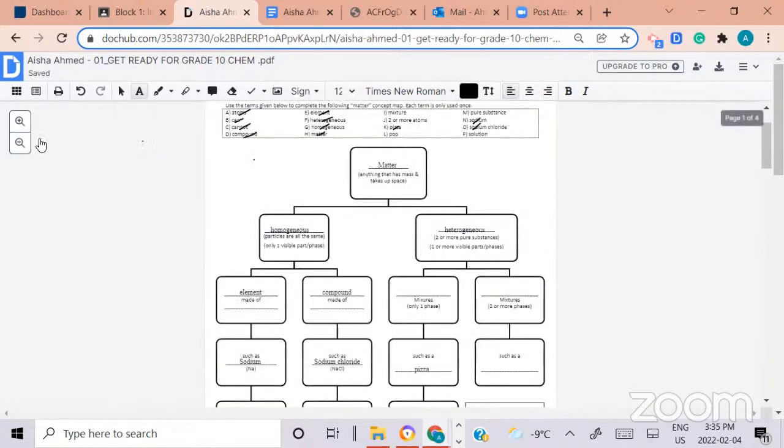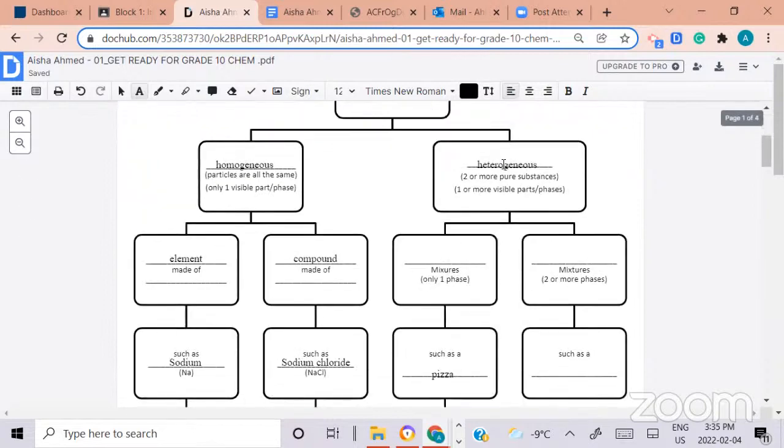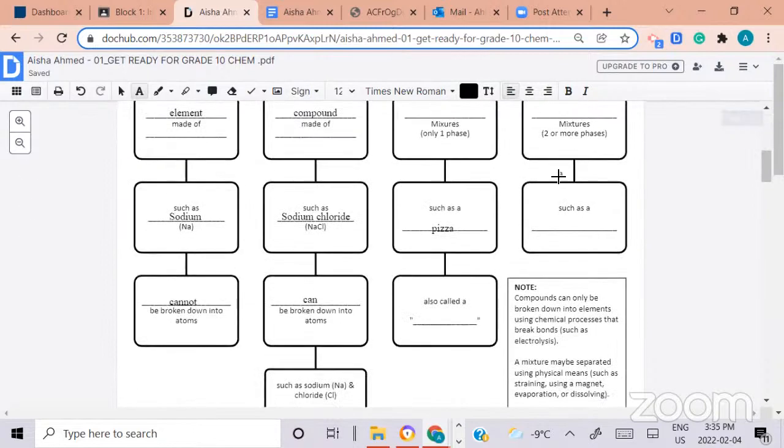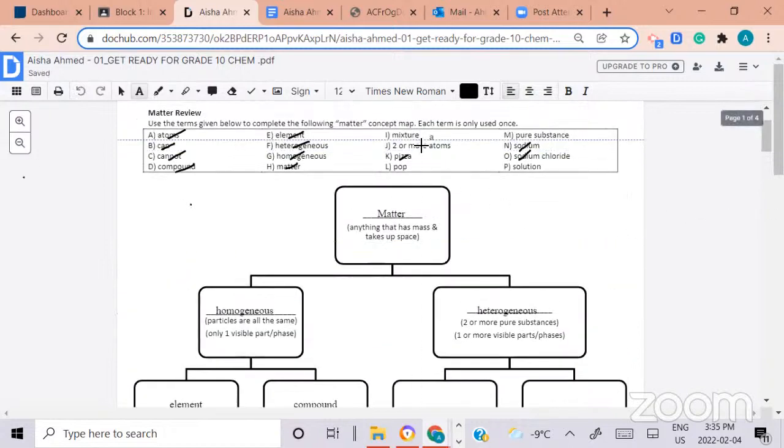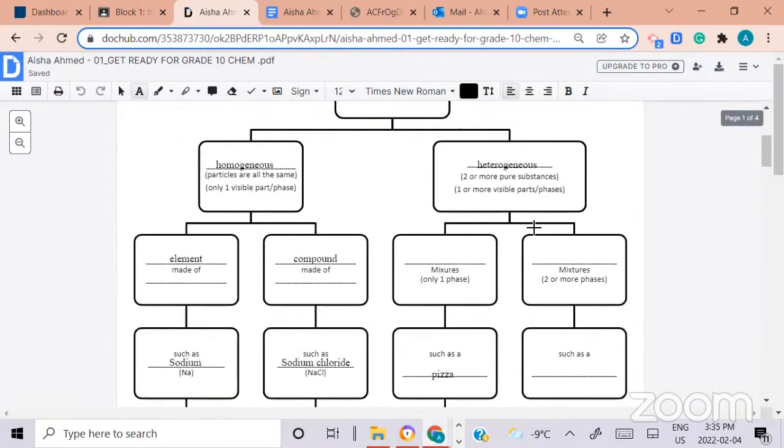Okay, now also called. Where it says also called, I think you would put mixture, because I don't really know if it goes anywhere else. So yeah, mixture there. Okay, and then we didn't use pure substance yet. Are you sure? Or maybe element made of pure substance? Or compound? No, made of. Pure substance made of element.